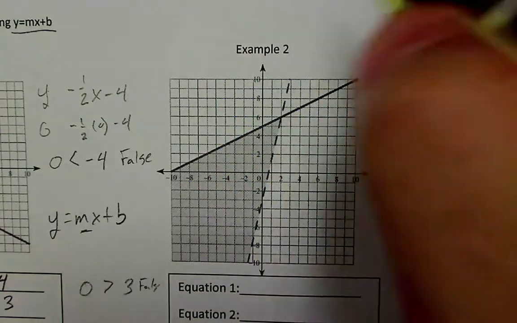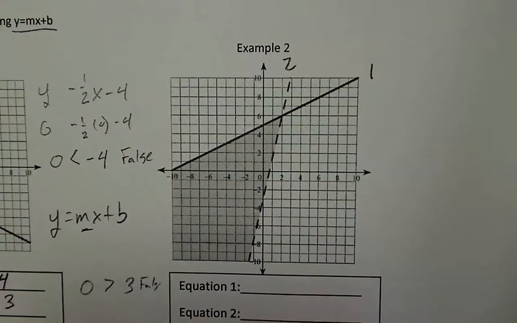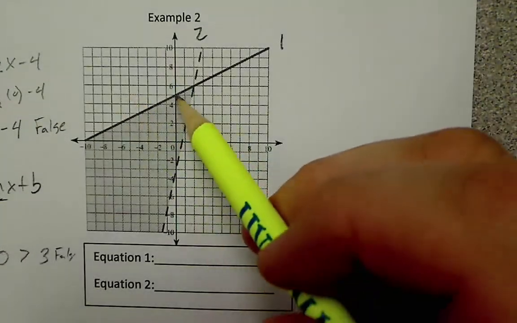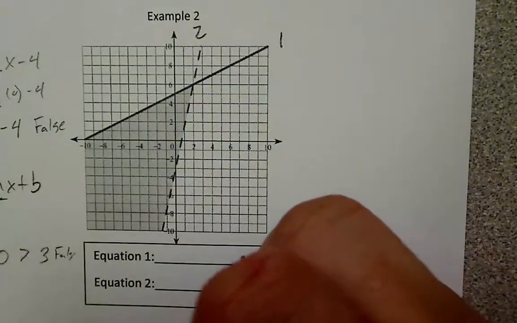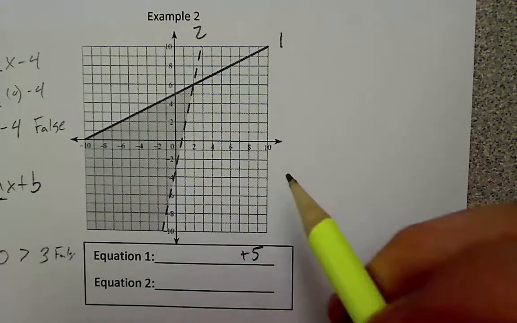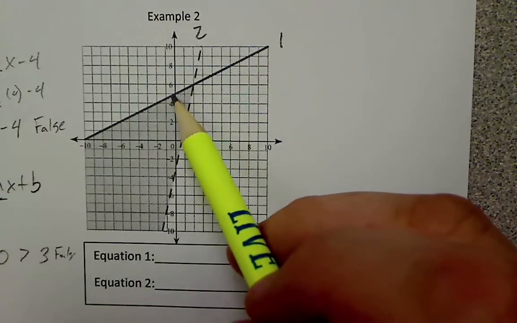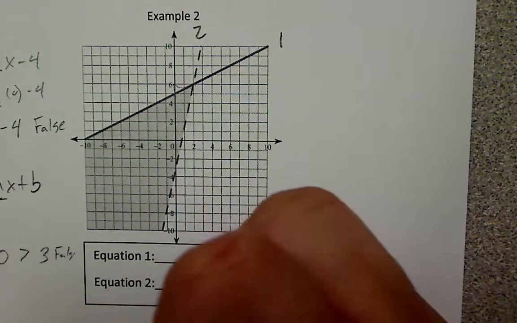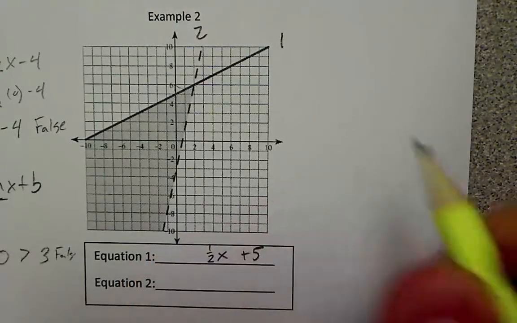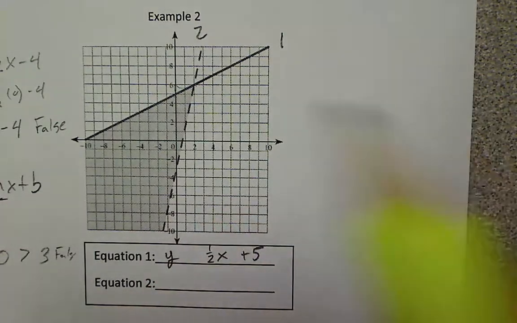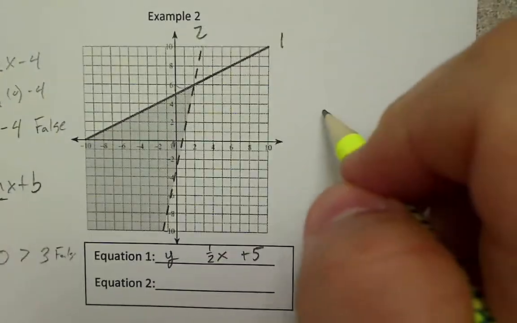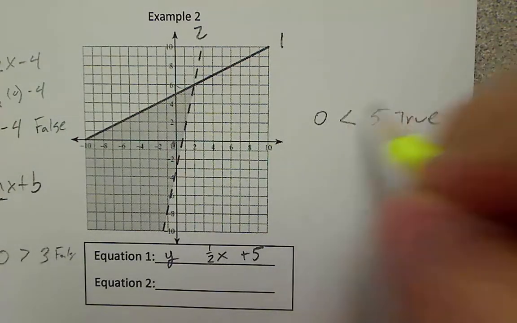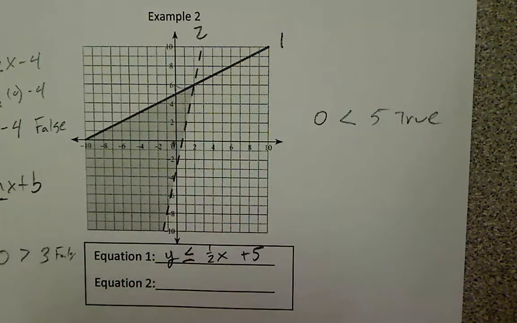So here, we're going to call this equation 1 and equation 2 again. So equation 1, I'm looking at a y-intercept that looks like 5, a plus 5. And then I have a slope of, it looks like up 1 over 2. So that's 1/2 x, y. And again, 0, so 0 and 5 has to be true. So 0 is less than 5, so this would be less than or equal to 5.